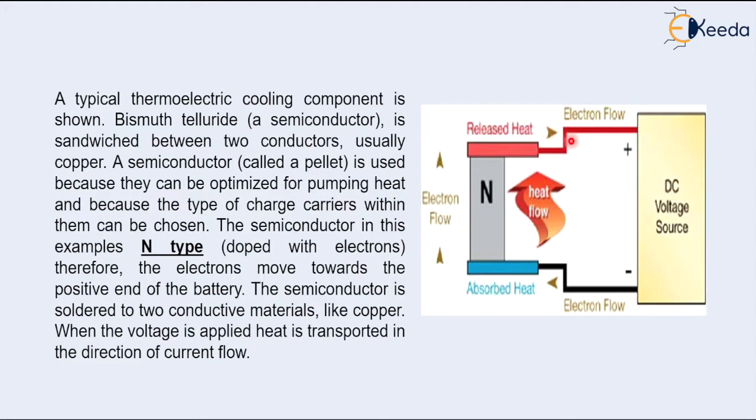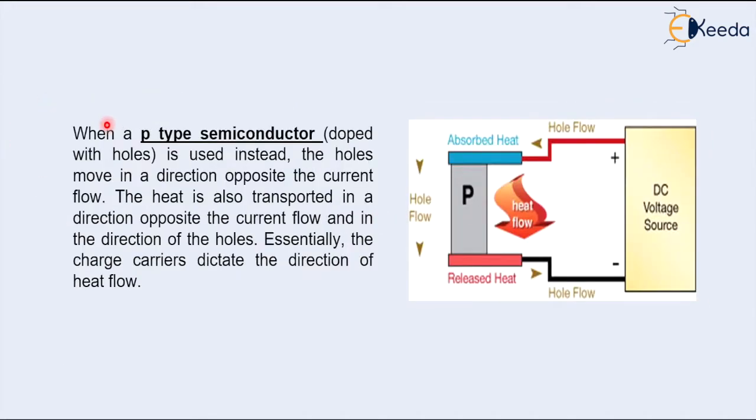In this diagram, the n-type semiconductor is used. Let's see if a p-type semiconductor is used. A p-type semiconductor is doped with holes, that means the number of holes is more. What are holes? They are positive charge carriers. Instead, the holes move in the direction opposite to the direction of current. So here is the positive and this is negative. Current will flow like this.